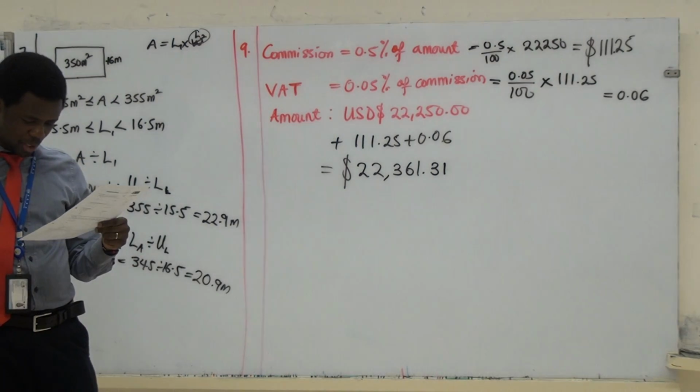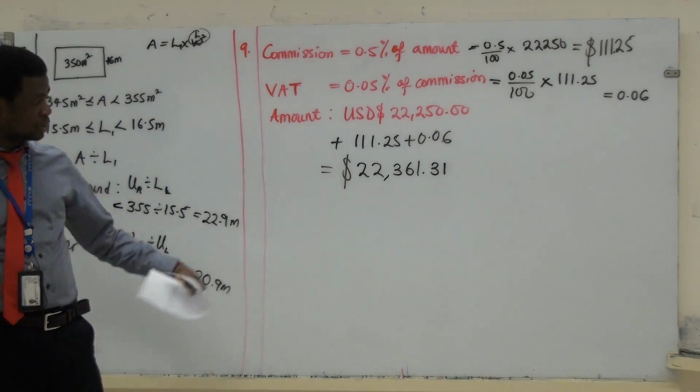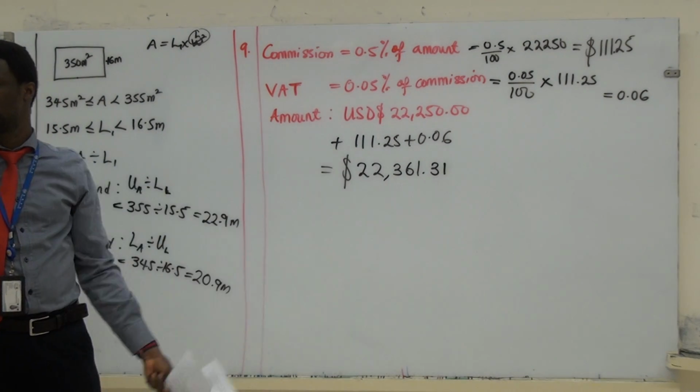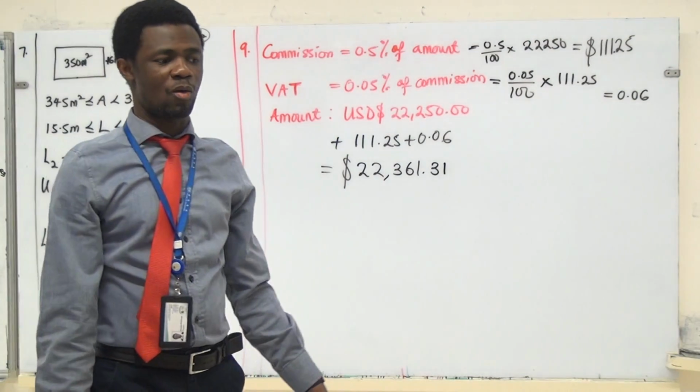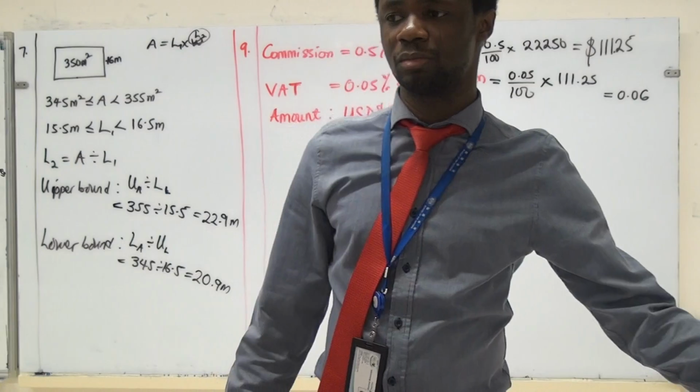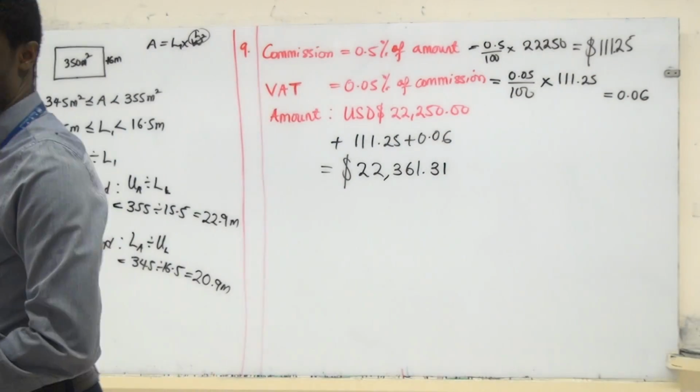Did I say the least amount? How much must he have? Okay, I must have this or more. If I have more than that in my account, it goes. But I shouldn't have anything less than this. Otherwise, the transaction will not be possible. Does it make sense? Next question?